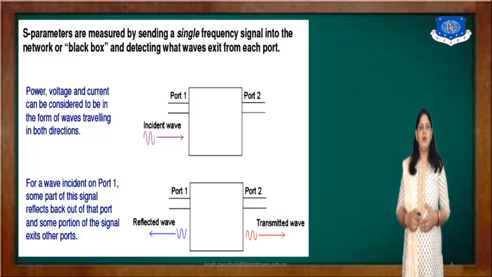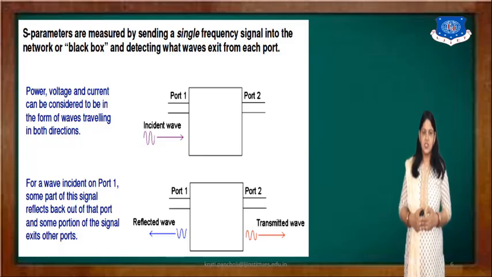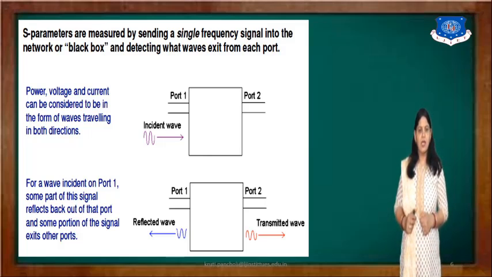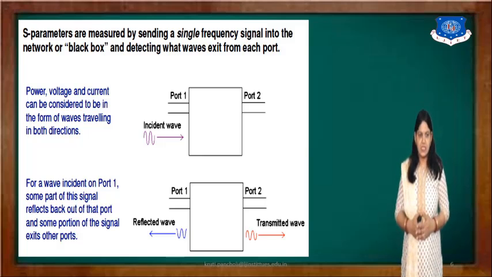Now the S parameters are measured by sending a single frequency signal into the network or black box and detecting the waves that exit from each port. So power, voltage and current can be considered to be in the form of waves traveling in both directions. At port 1, the incident wave is traveling. At port 2, there is nothing.